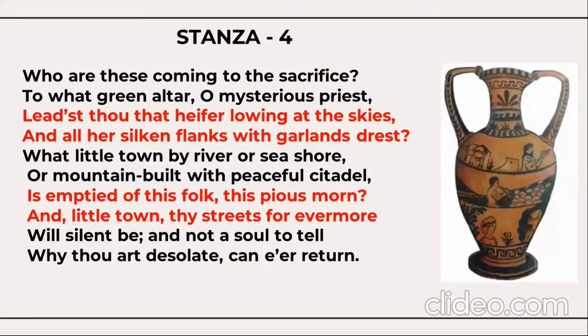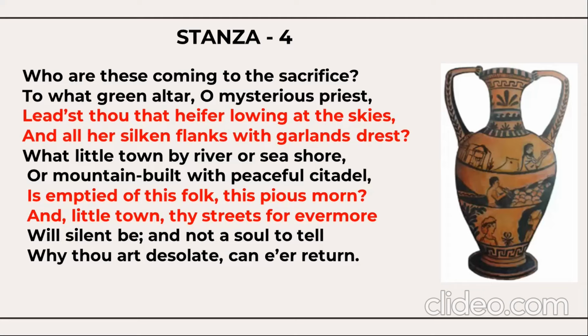The poet begins, "Who are these coming to the sacrifice? To what green altar, O mysterious priest?" So this stanza is very important, and here we will experience a sacrifice, because some people are coming to a sacrifice, and there's a reference to an animal which is going to be burned and offered to the god. So a mysterious priest is leading a group of people to a green altar to see the sacrifice. Altar means a high place where the offerings are made to the gods.